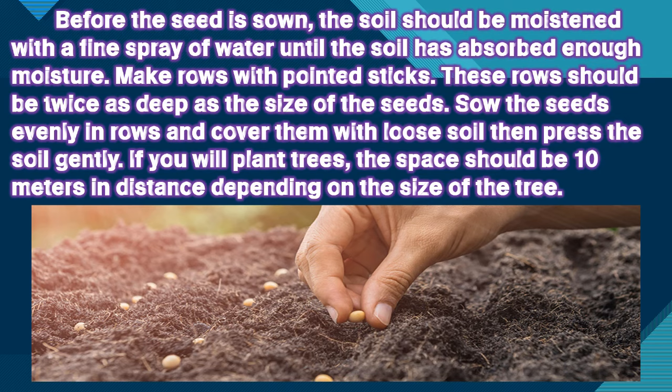Before the seed is sown, the soil should be moistened with a fine spray of water until the soil has absorbed enough moisture. Make rows with pointed sticks. These rows should be twice as deep as the size of the seeds. Sow the seeds evenly in rows and cover them with loose soil, then press the soil gently. If you will plant trees, the space should be 10 meters in distance depending on the size of the tree.